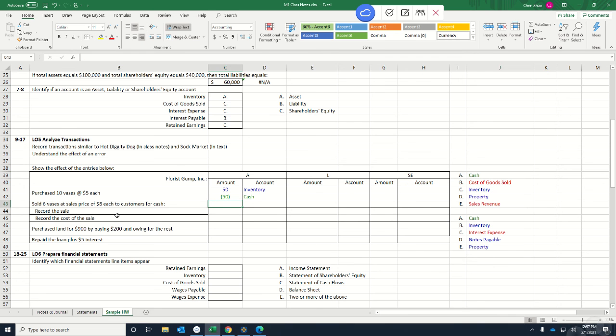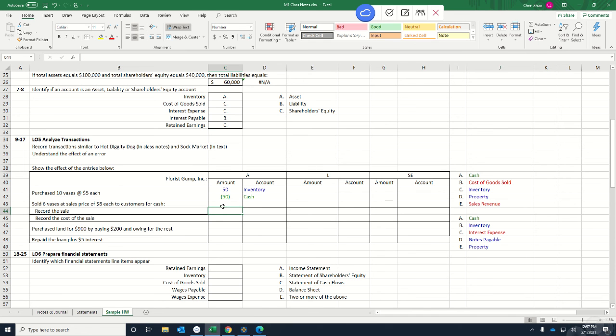Second one: sold 6 vases at a sales price of $8 each to customers for cash. Last time I said if you do an inventory sale, there are 2 transactions. First, you record the sales revenue and the cash you collect from the sale. And the second is you record your cost of goods sold, the change in inventory. Okay, so the first one is the sale itself.